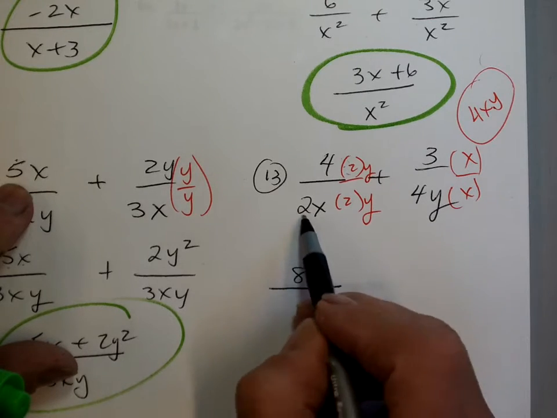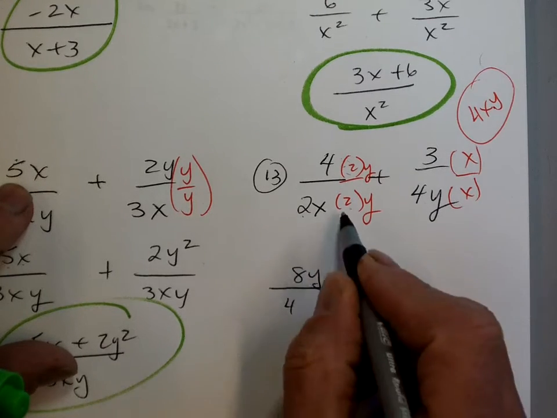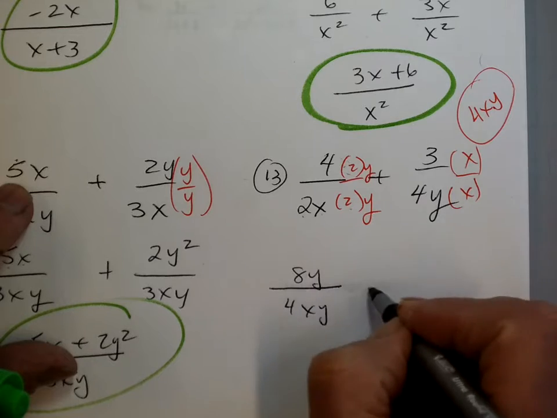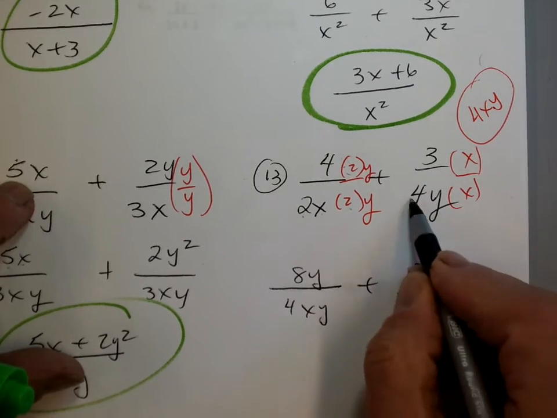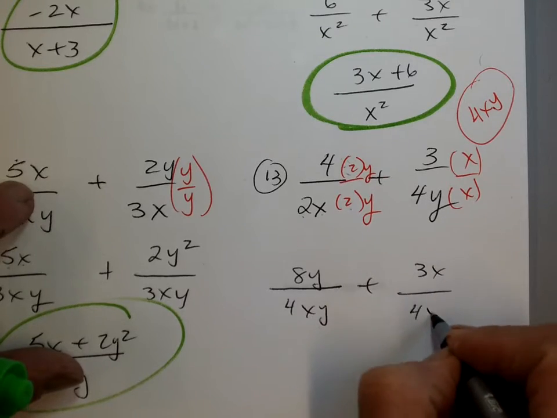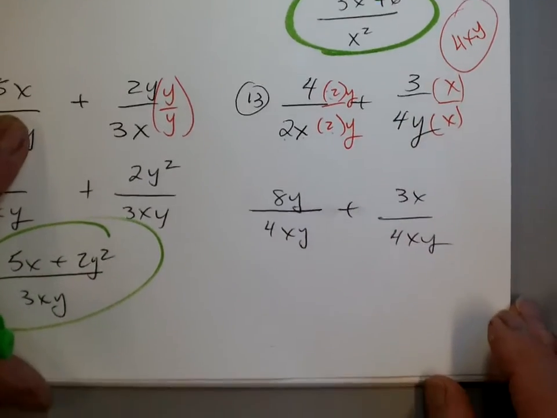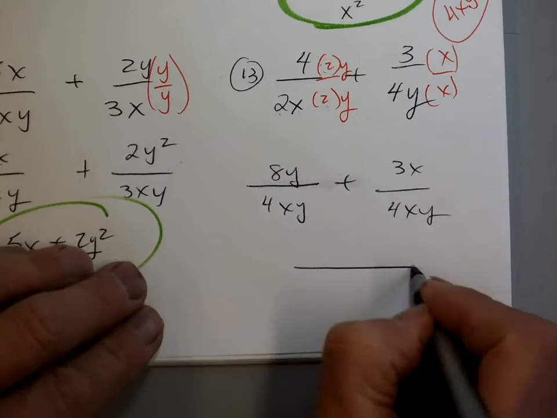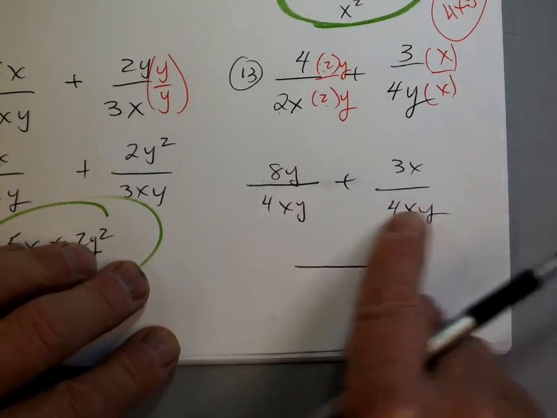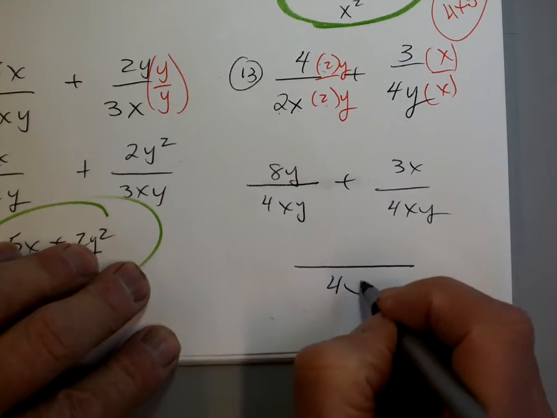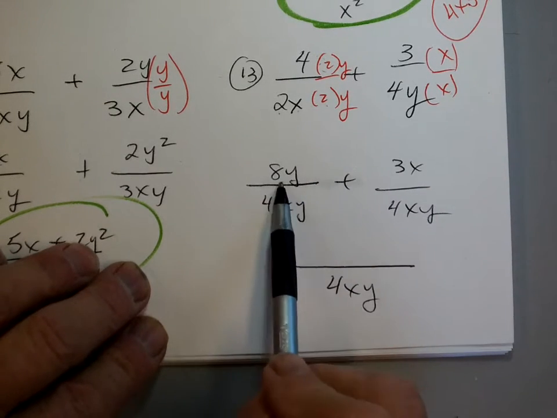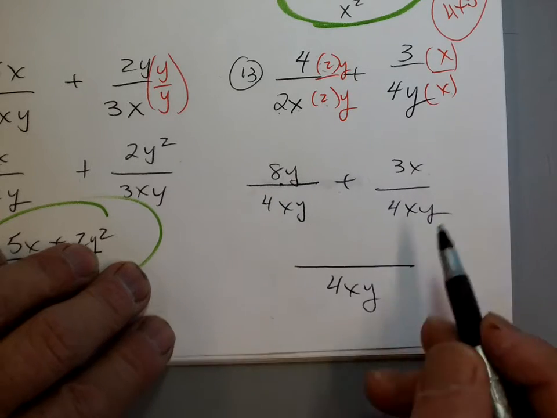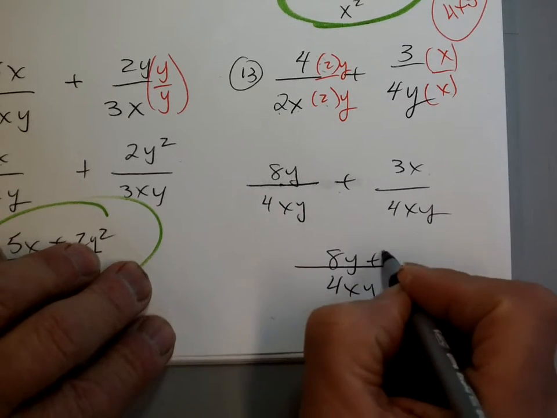The bottom fraction is going to be a 4xy. Over here I'll have a 3x over a 4xy. Now I have my common denominator. What is it? It is a 4xy, right? So write it down, 4xy. What's left is to add the numerators, 8y plus 3x. 8y plus 3x is just an 8y plus 3x, okay?